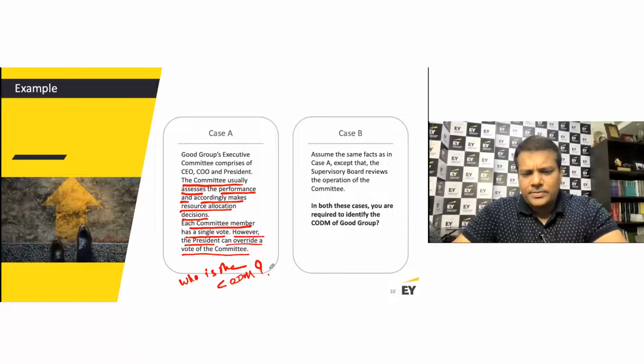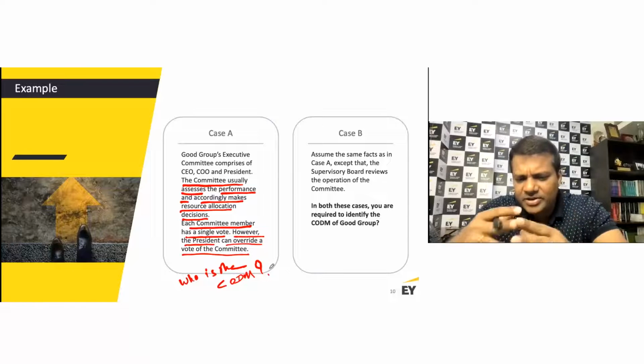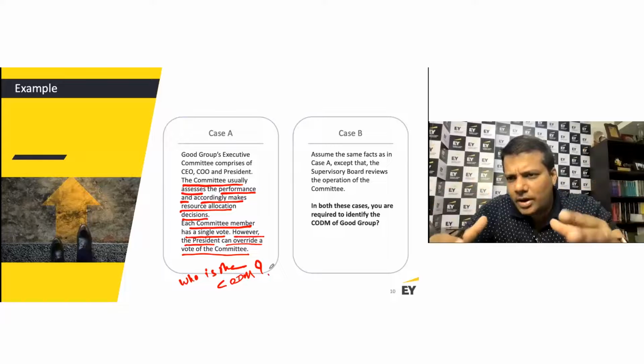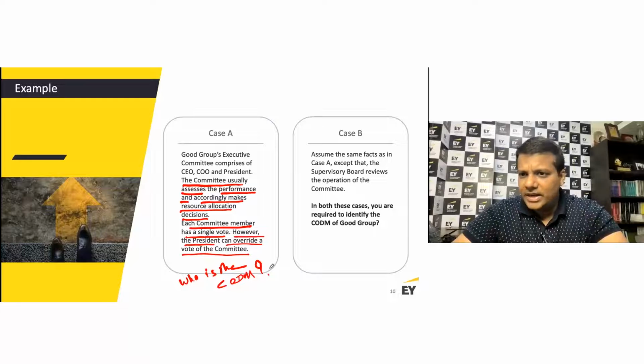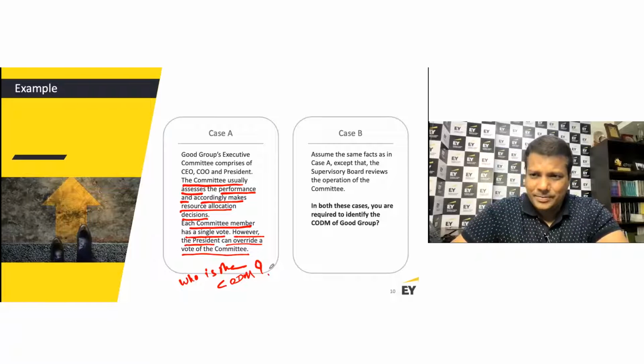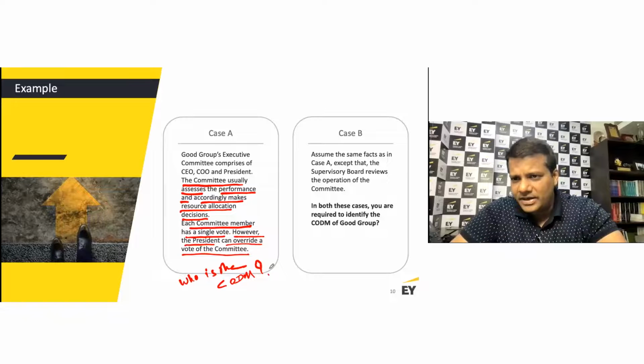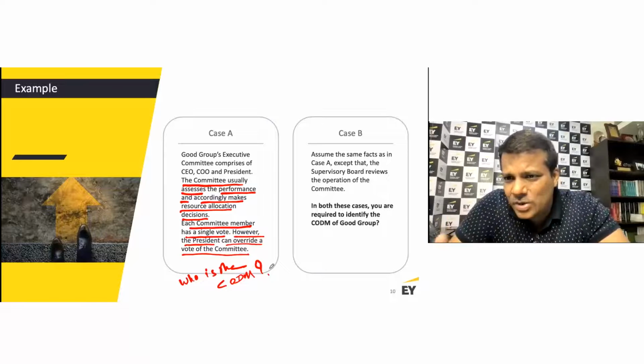I tried to explain this: who is this? This is a function, a person, individual, or a committee that is going to decide the direction of the company. It takes the strategic decisions. So who is responsible to take those strategic decisions, and who has the power to take them? Is it the committee or is it the person? In case A, it's very clear: the president can override the decision of the committee. So in a way, the president is the CODM.